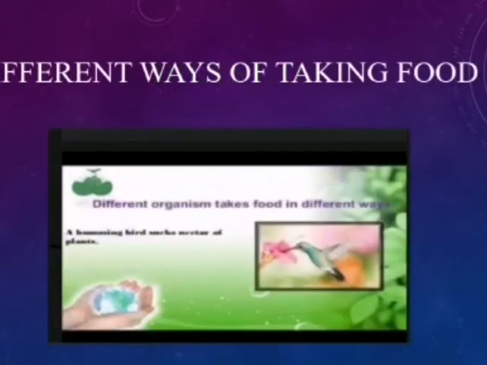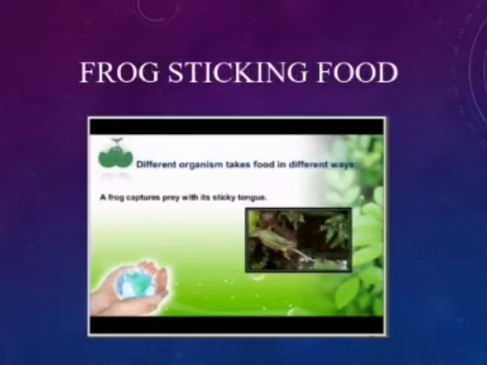Okay. Then we go to different ways of taking food. Different feeding habits of different organisms are seen. Different organisms take food in different ways. For example, the hummingbird sucks nectar of plants. A frog captures prey with its sticky tongue.